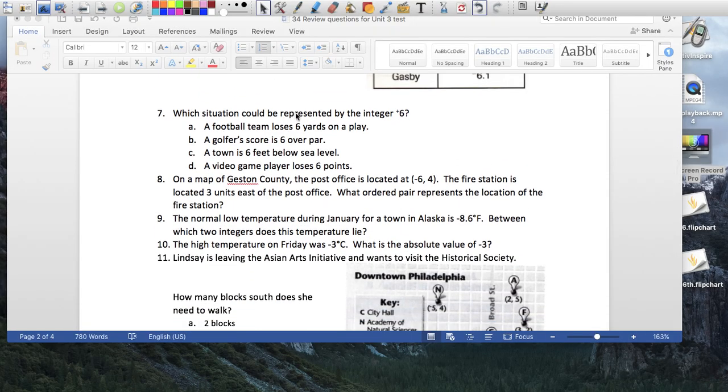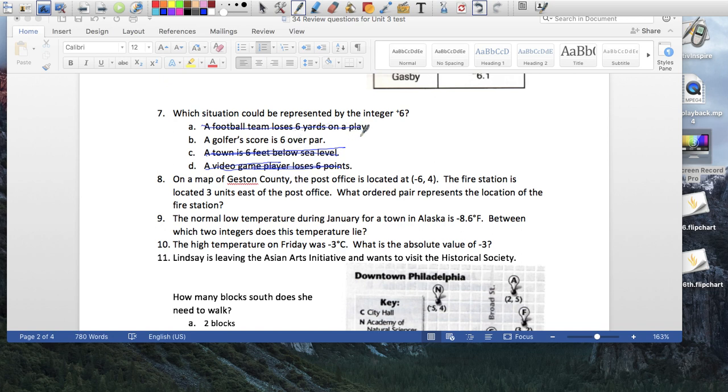Number 7. Which situation could be represented by the integer positive 6? A team loses 6 yards. Loses has a connotation of going backwards, so that would be negative 6, so this is not it. A golfer scores 6 over par. I'm going to leave that for later. A town is 6 feet under sea level, so that would be negative 6, so that's gone. A video game player loses 6 points. That's also gone. To lose is negative 6. The only one left is 6 over par.